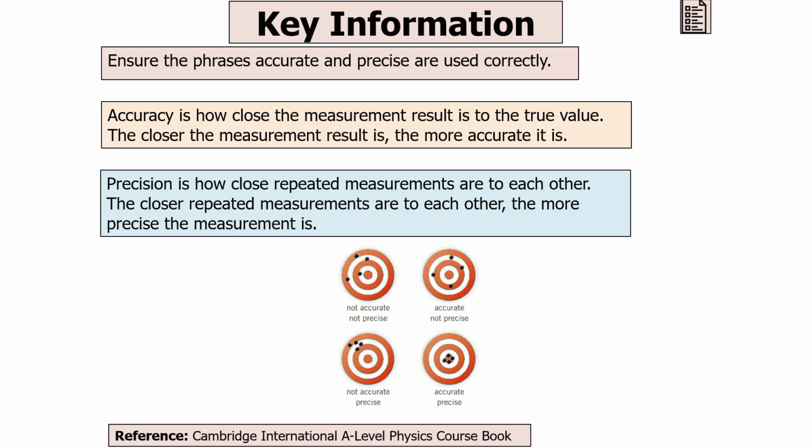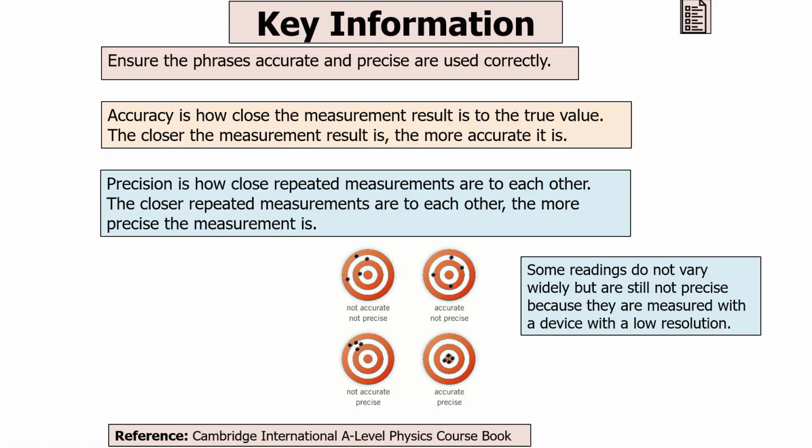And the image below can show you the difference between accurate and precise, because results can be not accurate or precise. They can be accurate but not precise. They can be not accurate and precise, or they can be both accurate and precise. Now, some readings don't vary widely, but are still not precise because they're measured with a device with a low resolution. So you've always got to remember that.